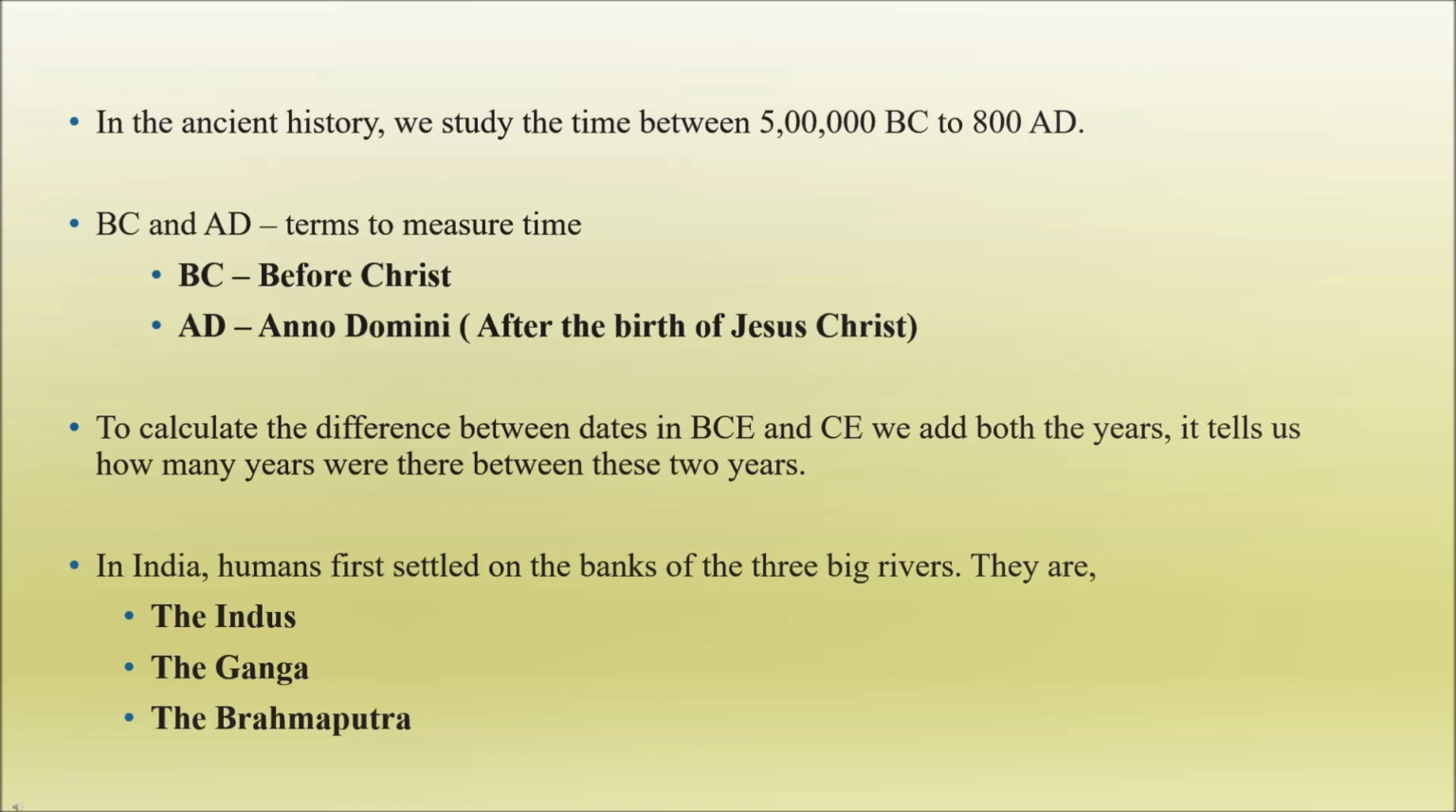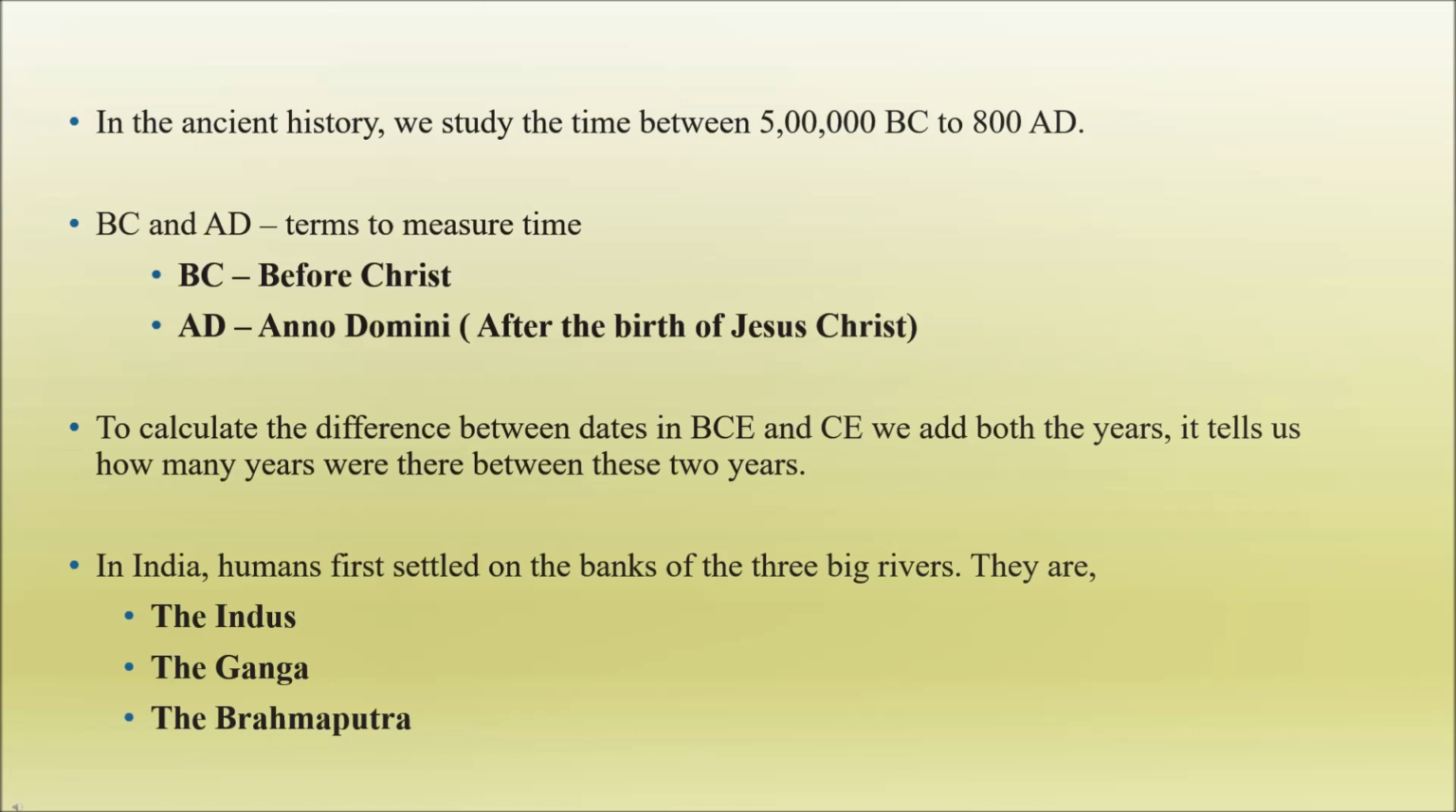So in the ancient history, we are studying about the time between 5 lakh BC to 800 AD. What are those BC and AD? Of course, they are the terms to measure time. BC refers to before Christ, and AD refers to Anno Domini, after the birth of Jesus Christ. BC is before the birth of Jesus Christ, and AD is after the birth of Jesus Christ.